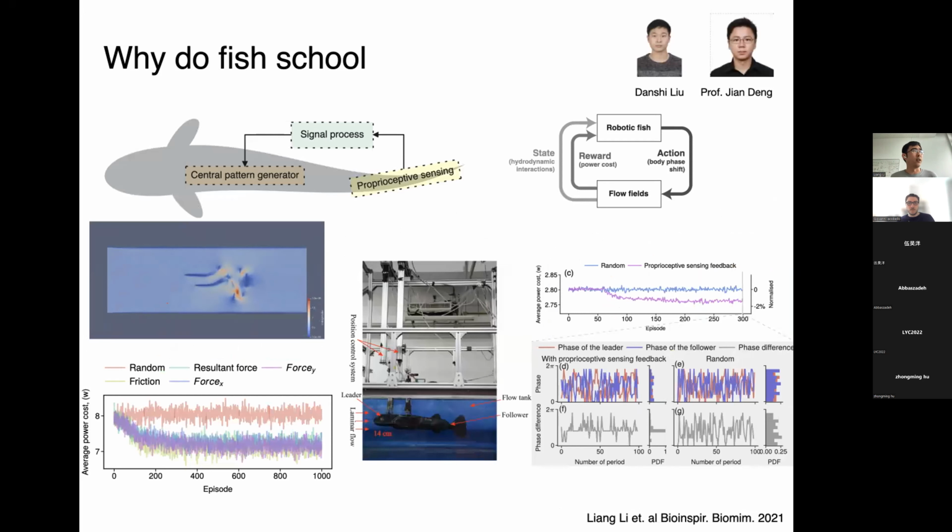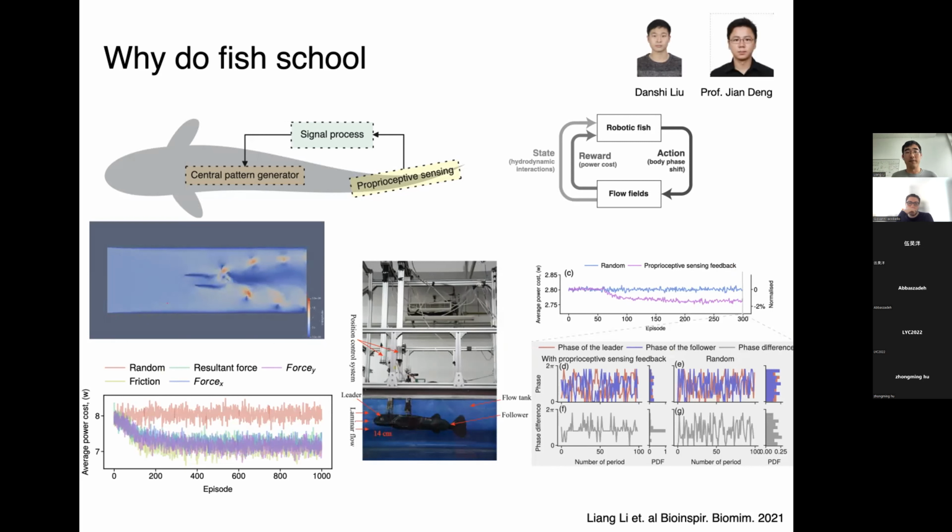Then we hypothesized that fish might use proprioceptive sensing as feedback to adjust the body kinematics to save energy. What is proprioceptive sensing? A simple example is our human hand. We don't have any lateral line, we don't have any flow sensor. But if we put our hand in the flow, we can feel how strong the flow is and which direction the flow comes from.